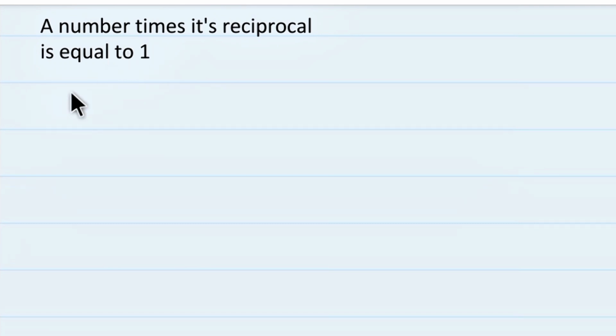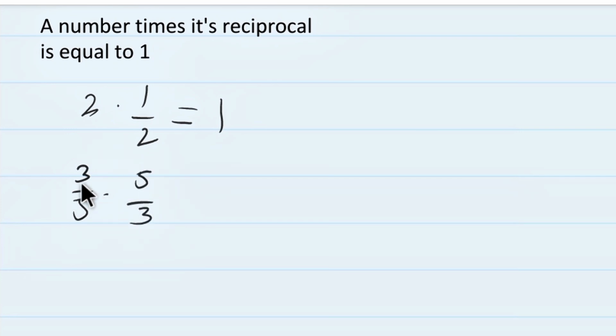Now, to solve such equations, we will revise some simple properties of numbers. A number times its reciprocal is equal to 1. Since we are saying reciprocal, we will have to deal with fractions. Let us suppose we have a number 2, then what would be its reciprocal? 1 over 2. So a number times its reciprocal will be equal to 1. Similarly, let us suppose we have another number 3 over 5. Then what will be its reciprocal? It will be 5 over 3. So a number times its reciprocal will be equal to 1.